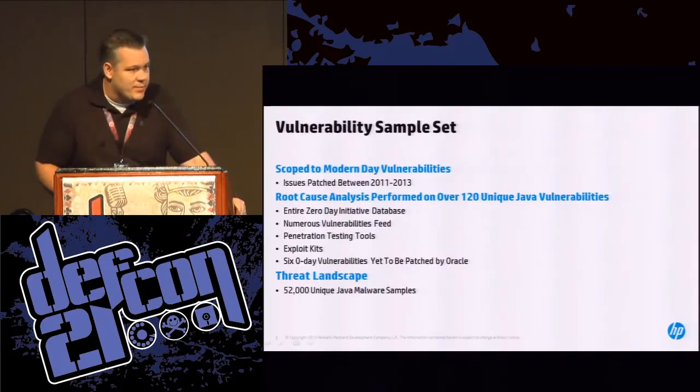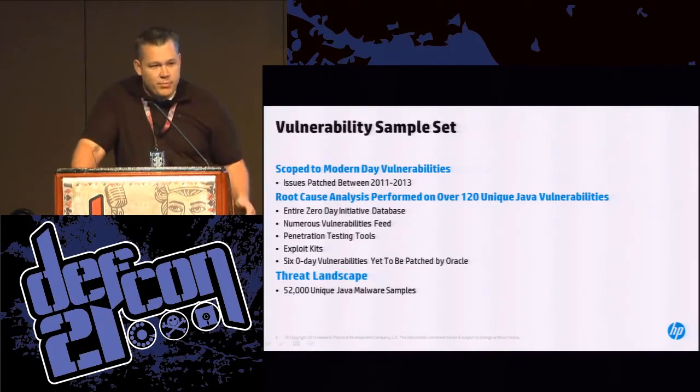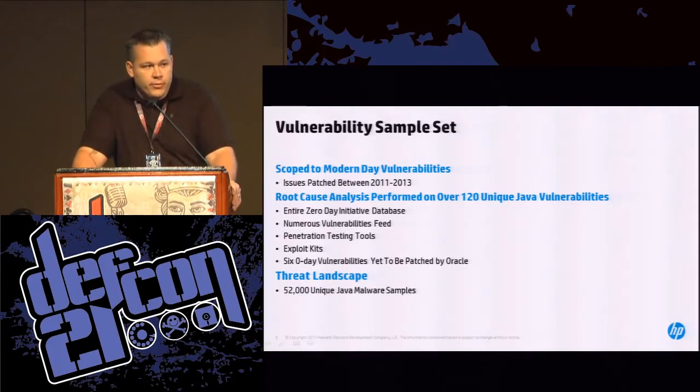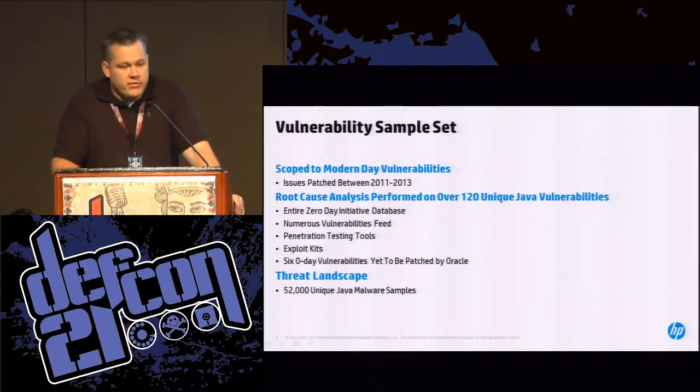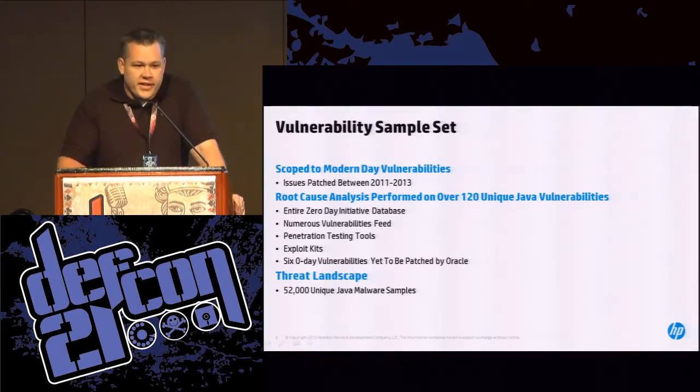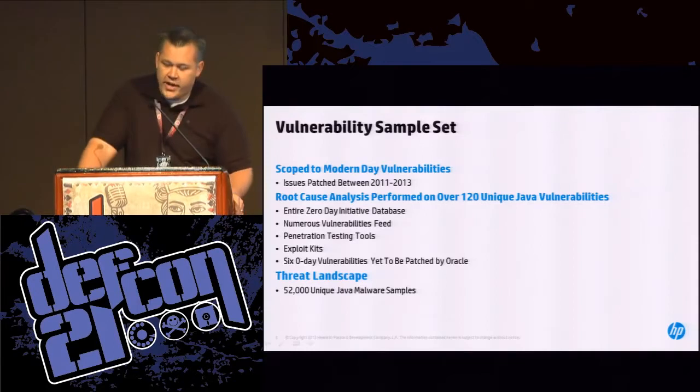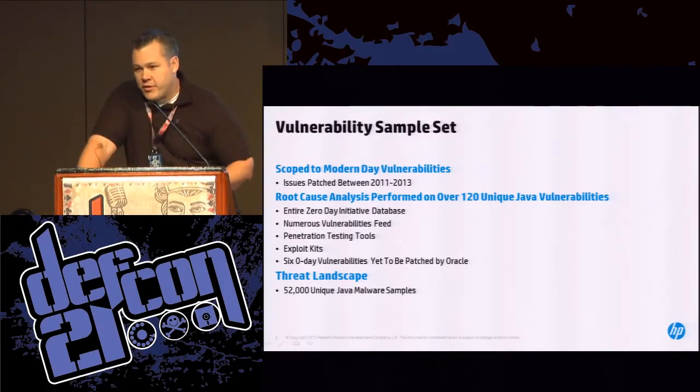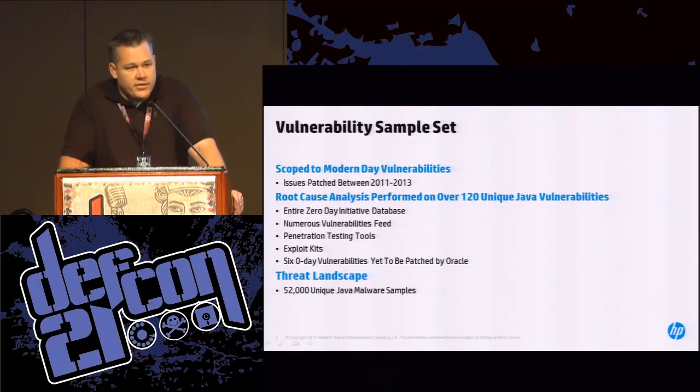So let's talk about the sample set that we had for this analysis. We scoped ourselves to modern day Java vulnerabilities, every issue patched between 2011 and 2013. We performed a root cause analysis on over 120 unique Java vulnerabilities. This is probably the largest collection of Java vulnerabilities outside of Oracle or the NSA or some other nation states. We had the entire Zero Day Initiative database, numerous vulnerability feeds, all the big name penetration testing tools, and we actually had 6 Java zero days that we've already submitted to Oracle for patching in this analysis as well. So this is actually trending for next year's patches too.